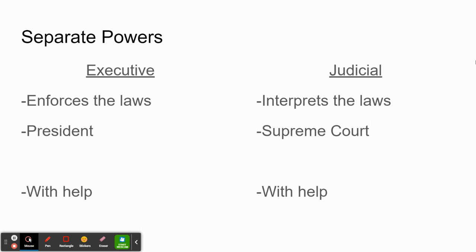There were separate powers between the branches. Remember, the executive enforces the laws. That's the president, and he does have help. A number of different cabinet positions, different areas of government, also right on down to the federal marshals and the FBI and the Army, the Navy, the Air Force, the Marines, and the Coast Guard.